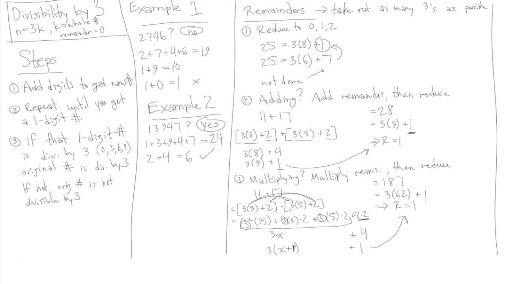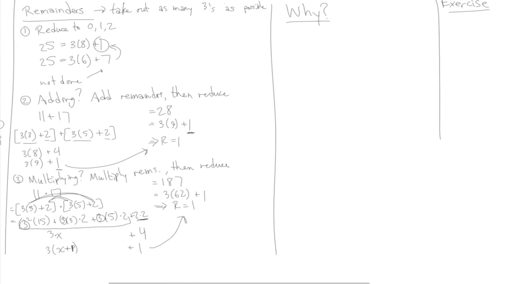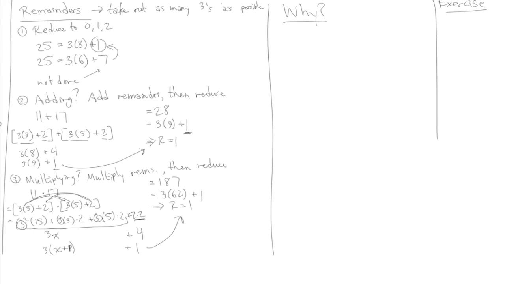Okay, so with remainders, always reduce it to 0, 1, or 2. If you're adding, add the remainders. If you're multiplying, multiply the remainders. Let's see how this works and explains why our trick for knowing if a number is divisible by 3 works.